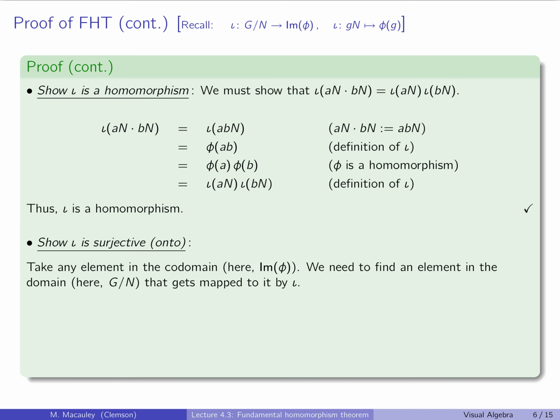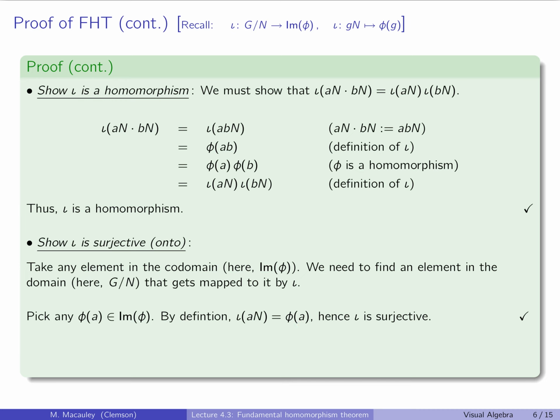And this is almost immediate. Let's take any element in the codomain, which in this case is the image of phi. All we have to do is find an element in the domain, in other words, some coset that gets mapped to it by iota. So let's pick any element in the codomain, phi of a. Well, by definition, iota of aN equals phi of a, which means that iota is surjective.